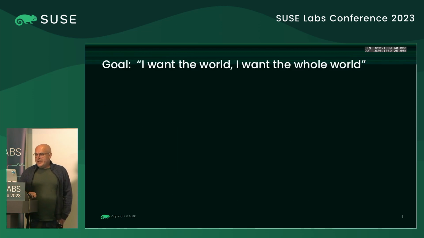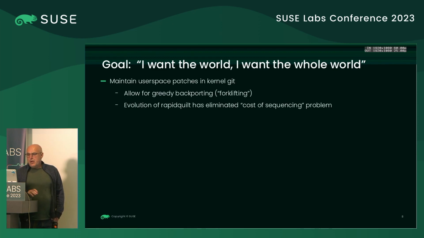So to quote the inimitable Veruca Salt, this is what I would like. What I want is that we maintain the user space patches for everything inside tools, inside kernel git. That would allow us to use the forklifting or greedy backporting to take large numbers of patches and leverage the tools. One of the reasons I didn't do this before was that, before we had Rapid Quilt, having several thousand user space patches in the kernel tree, which all the kernel developers had to sequence when they had no interest, was kind of a problem. But now with Rapid Quilt, that's kind of a non-issue.